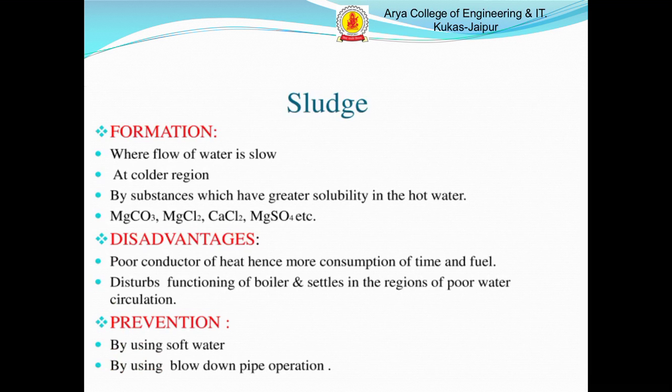This is the disadvantage of sludge. It is a poor conductor of heat and hence causes more consumption of time and fuel. It disturbs functioning of boilers and settles in the region of poor water circulation. Prevention is by using soft water and by blow down pipe operation.